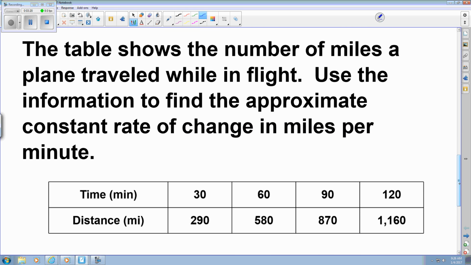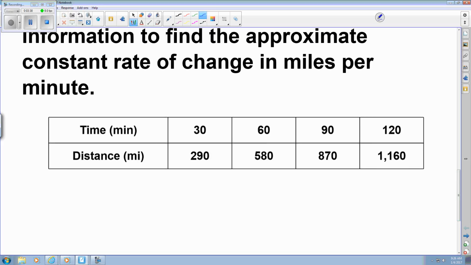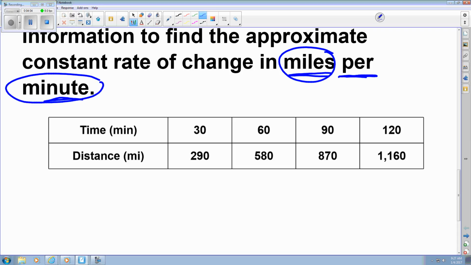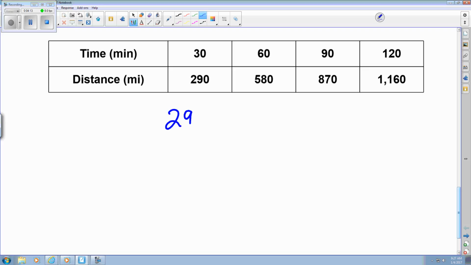Next example. The table shows the number of miles a plane traveled while in flight. Use the information to find the approximate constant rate of change in miles per minute. So what is it that they're talking about first? Then the division. And what are they mentioning under the division? Minutes. So we're going to put what number on top? 290. And the division sign. And then what number on the bottom? Even though it's reverse in the table, we're not going to let our eyes deceive us.